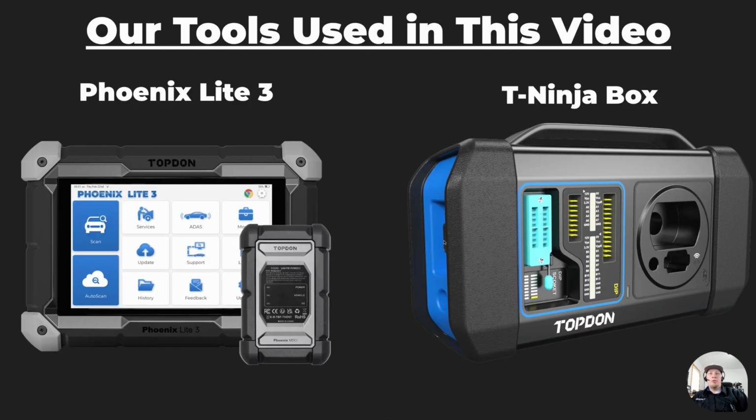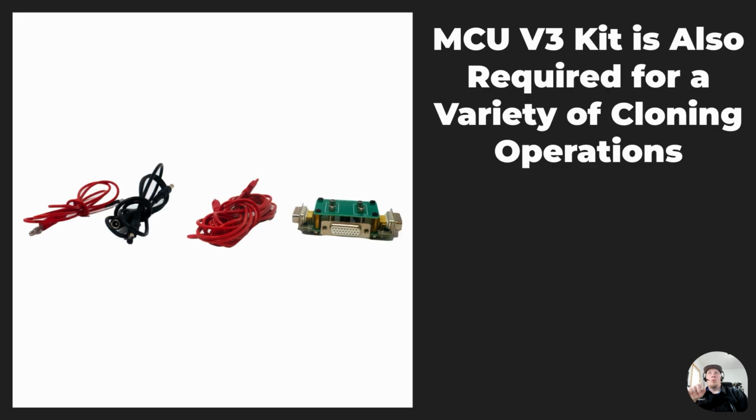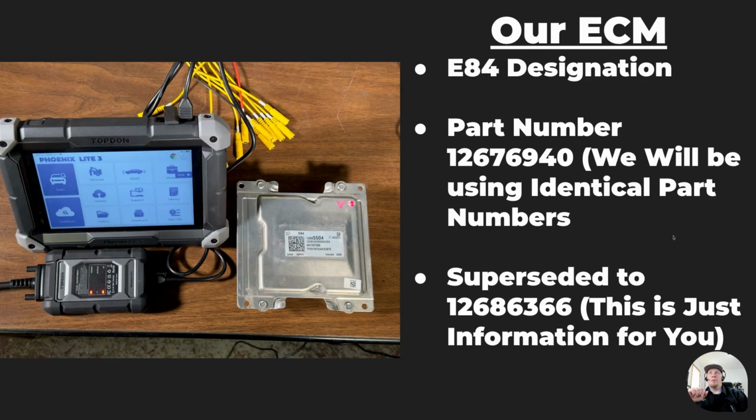So the tools we're going to use today in this cloning video will be the Phoenix Lite 3 and our Topdon T-Ninja box. We're also going to use the MCU V3 kit. Now, the MCU V3 is used for a variety of cloning functions. It depends on the specific vehicle application whether or not it's going to be required. But in this particular situation, we do need to use the MCU V3.